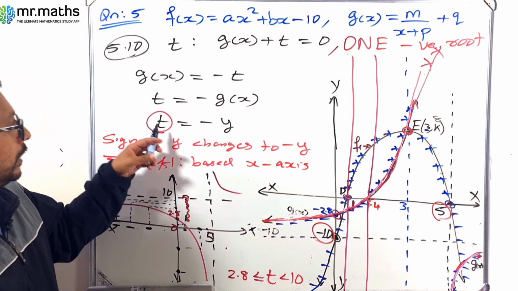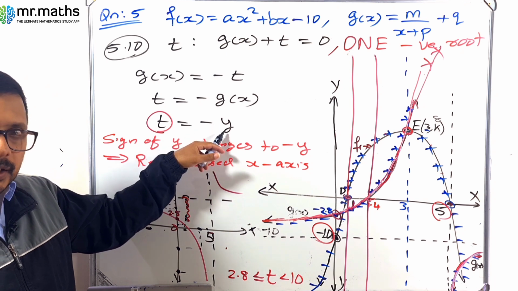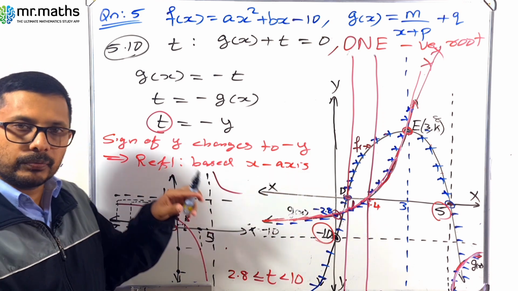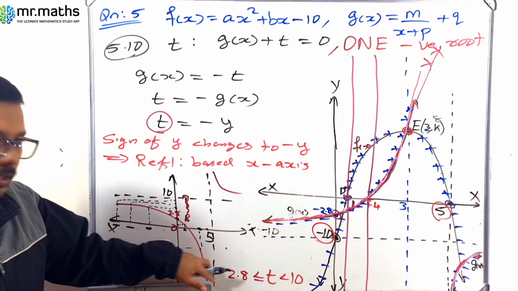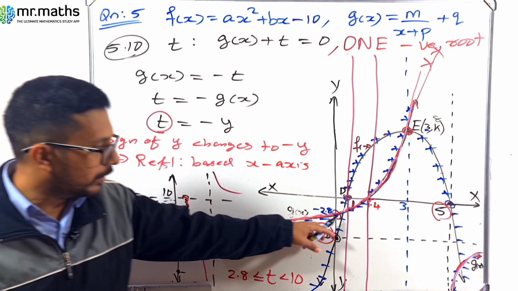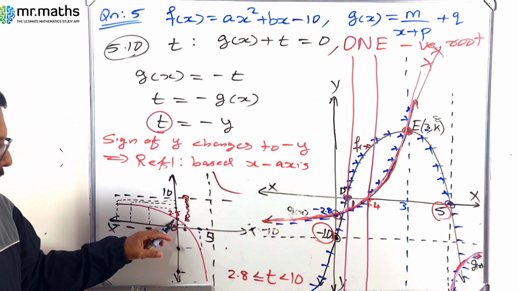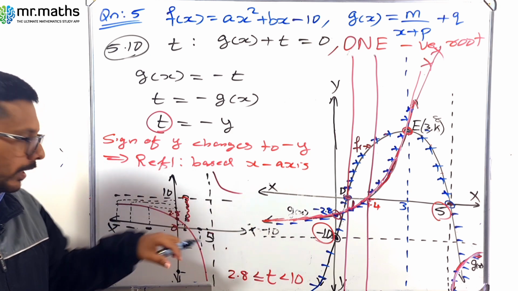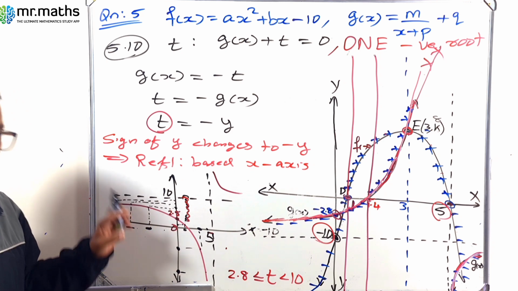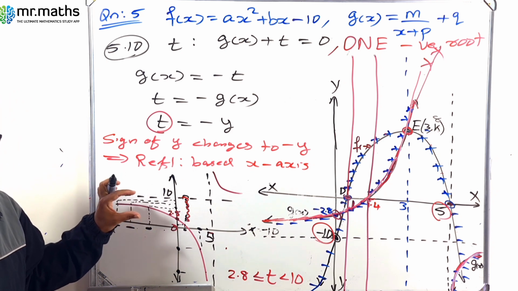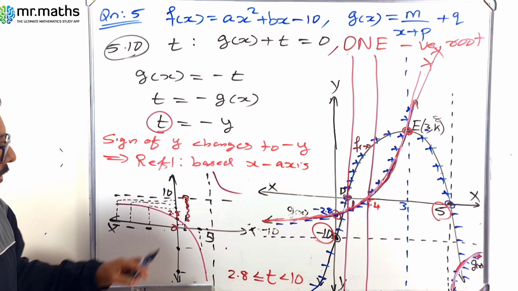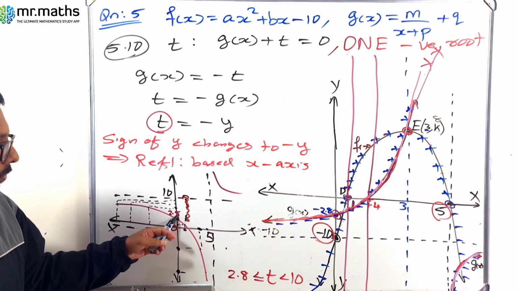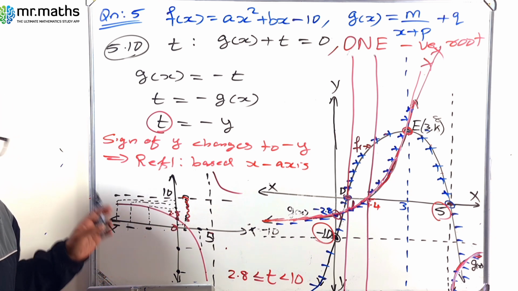Okay, so t is equal to minus y, the sign of y changes. It means that it is a reflection based on the x-axis. So when this g of x is reflected based on the x-axis, this minus 10 asymptote will jump to positive 10, and this y-intercept minus 2.8 jumps to positive 2.8. So this is the new shape of the graph after the reflection based on the x-axis. Then you have to check for which t value or which y value you will get only one negative root. So you can see that between 2.8 and 10, if you take any y value, you will get only one negative root. Okay, that's the answer.